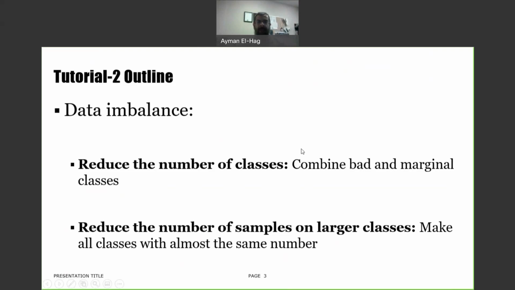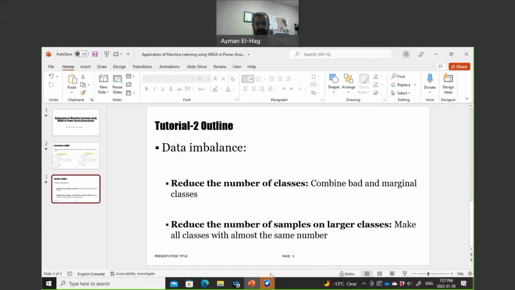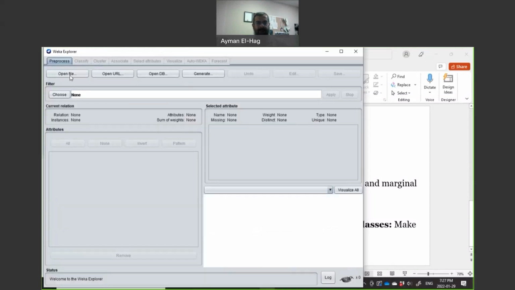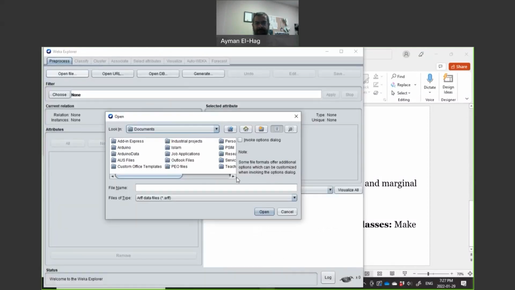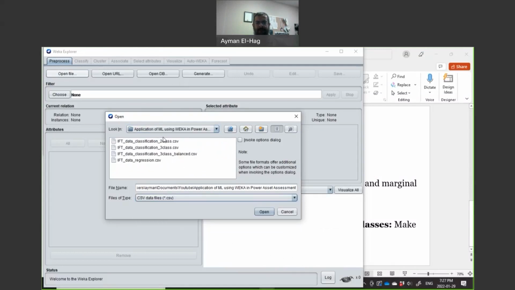So now we will do the classification here. We will use our Weka. Okay, so we'll start as usual using the Explorer, and then we'll open our file. Okay, so this is the folder. So I created two files. The first one I named IFT data classification for two classes. So I will open this.